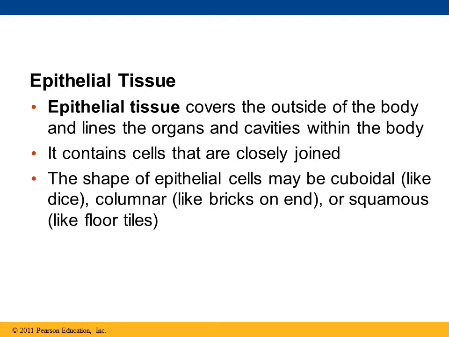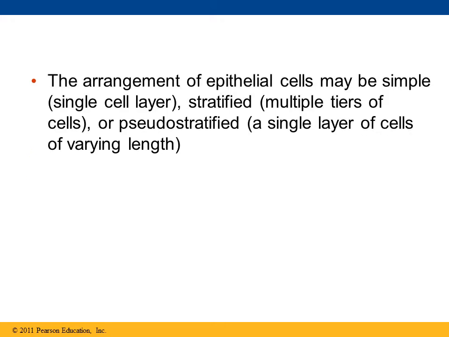So let's briefly talk about each type of tissue. Epidural tissue covers the outside of the body and also lines the internal organs and cavities within the body, such as the stomach and the intestines. It contains cells that are very closely joined. Now, the shape of the epidural cells can be cube-shaped like a dice, or they can be bricks, or they can be like floor tiles, very thin. So the form and the function of the epidural cells depends on where they are.